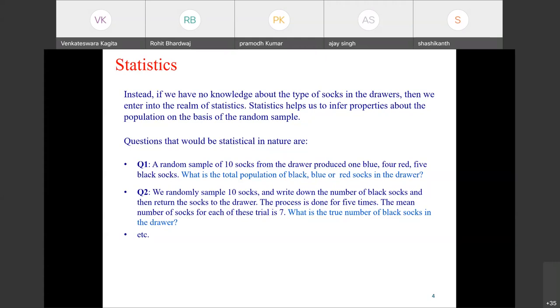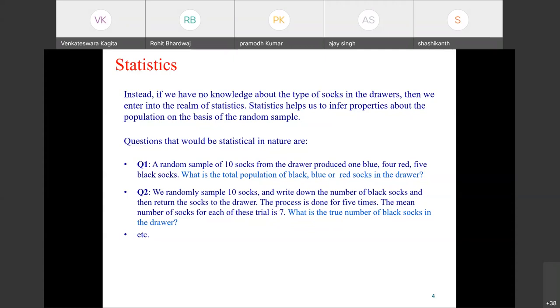Right. So similarly, if we randomly sample 10 socks and write down the number of black socks in it, out of this 10, how many are black? And then we return the socks to the drawer. And this process is repeated 5 times. The mean number of black socks for each of these trials is 7. So this is what we have got.